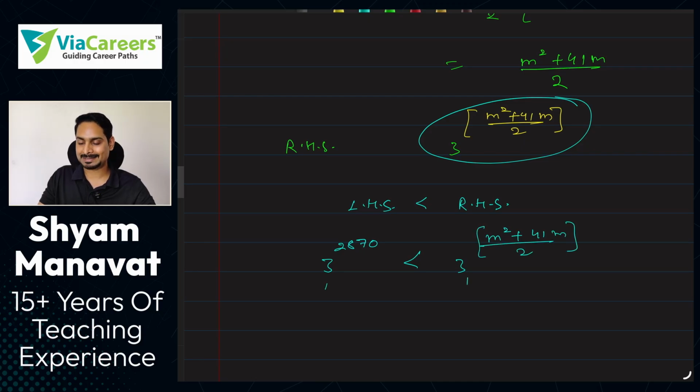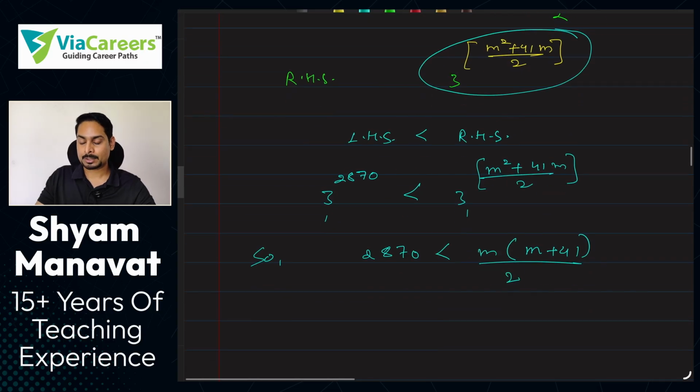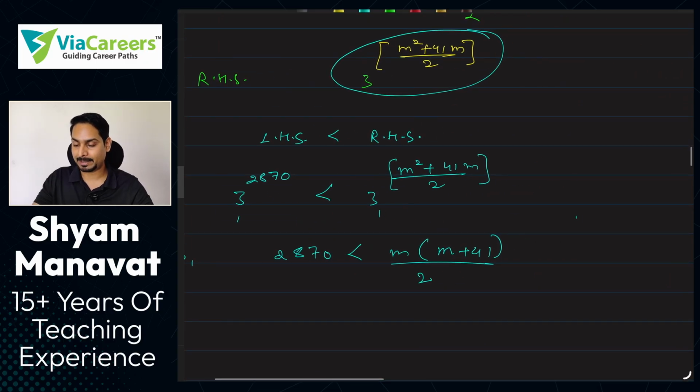Now because the base is same, I just need to compare the power. It means 2870 should be less than m square plus 41m by 2. में एक यहाँ पे एक स्टेप और कम करना चाहता हूँ. Let me take m common from the power. So it's nothing but m into m plus 41 by 2. Okay, so I have to keep in mind that I want m minimum. I want what? m minimum.